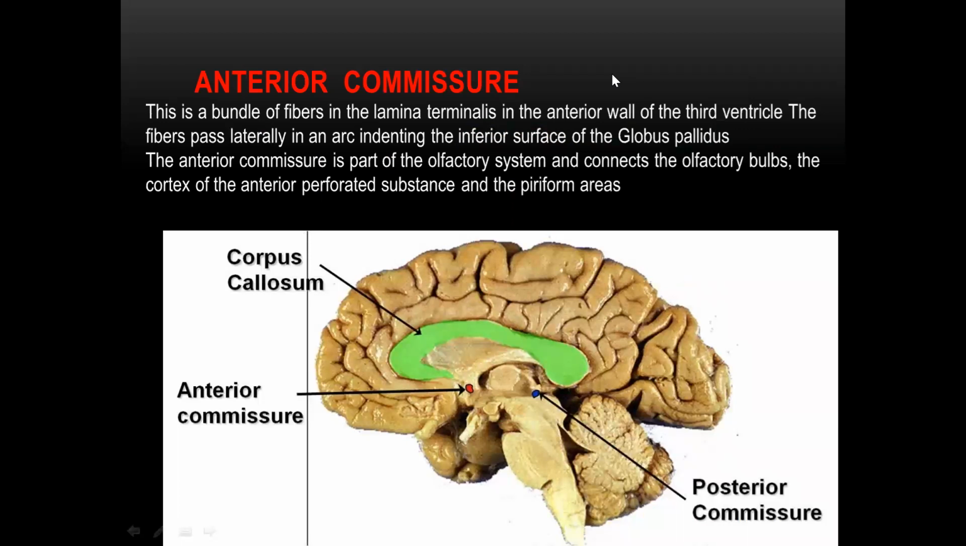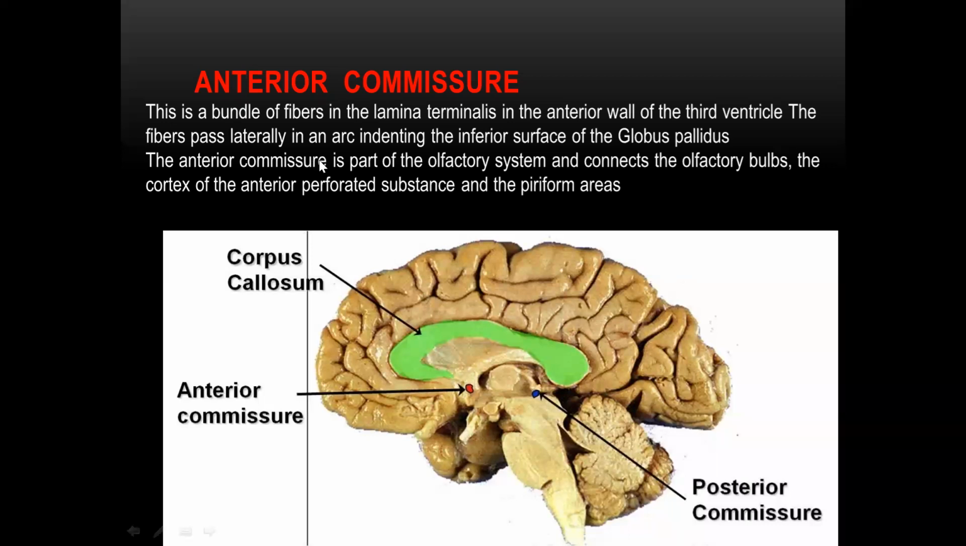After the corpus callosum, now the anterior commissure. The anterior commissural fibers are a bundle of fibers in the lamina terminalis in the anterior wall of the 3rd ventricle. The fibers pass laterally in an arc, indenting the inferior surface of the globus pallidus. The globus pallidus is part of the lentiform nucleus.